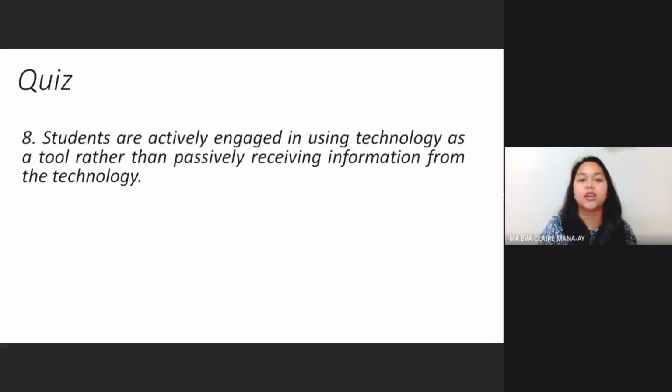Number 8, students are actively engaged in using technology as a tool rather than passively receiving information from the technology. Okay, so this is in the part of the students. That means this is part of our learning environment. Okay, when the students are actively engaged, what's your answer? Put that in our chat box. Okay, correct answer here, of course, would be active. Not your entry level, because entry is in the part of the teacher. Okay, but here we are talking about your students, and so active is the correct answer.